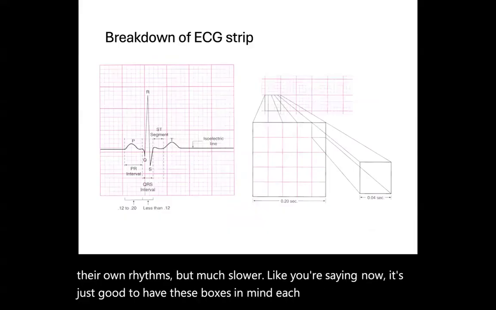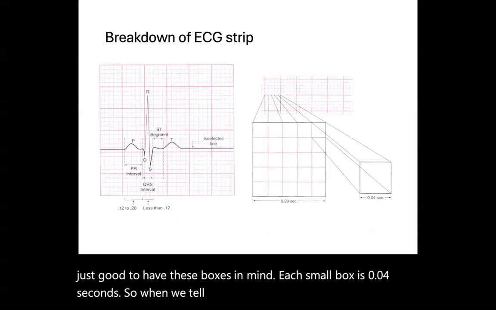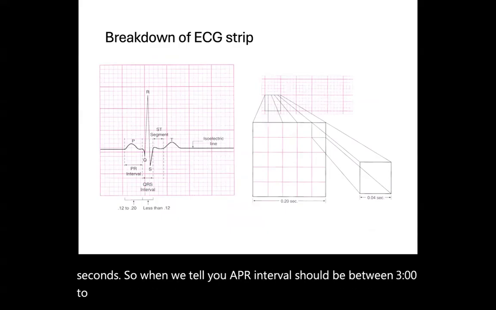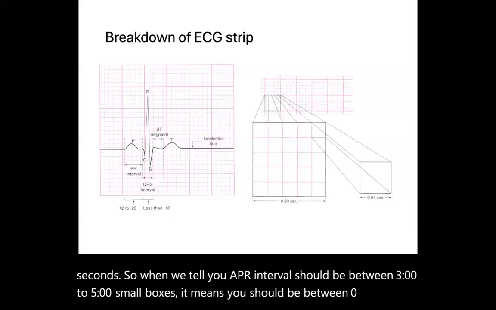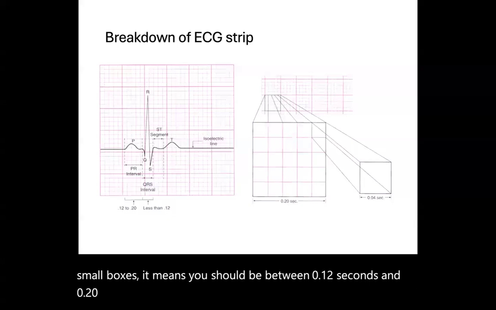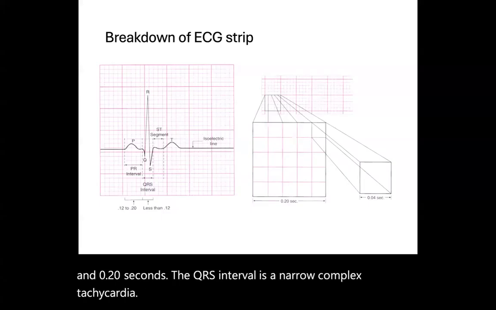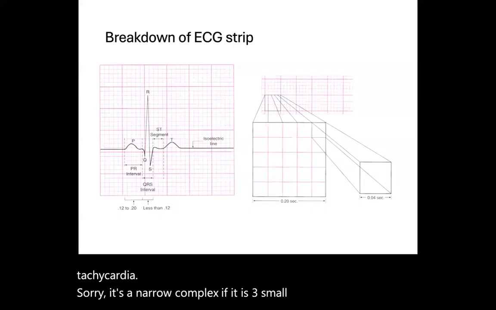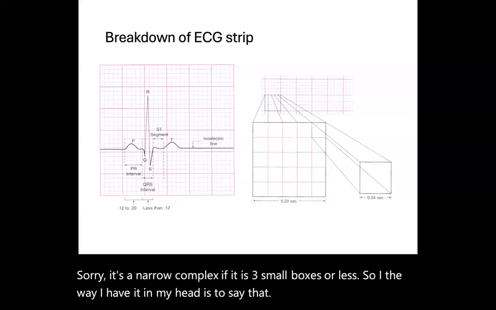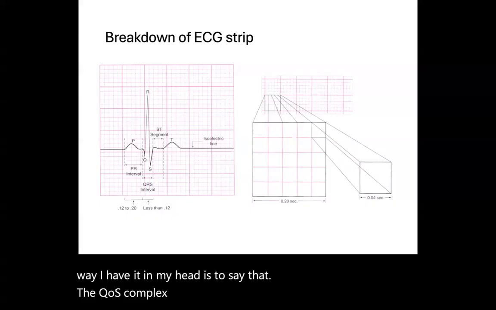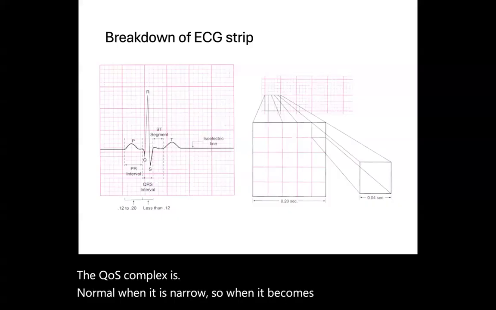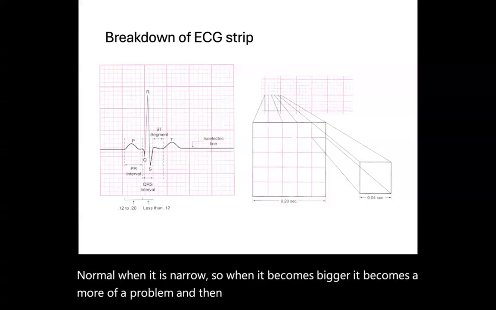Each small box is 0.04 seconds. So when we tell you a PR interval should be between 3 to 5 small boxes, it means it should be between 0.12 seconds and 0.20 seconds. The QRS is a narrow complex if it is 3 small boxes or less. The way I have it in my head is to say that the QRS complex is normal when it is narrow. So when it becomes bigger, it becomes more of a problem, and that's where you have your wide complex tachycardia.